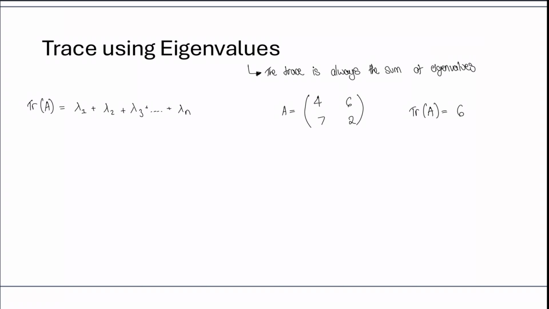If we now work out the characteristic polynomial, we get this, which gives us two eigenvalues, 3 plus root 43, and then 3 minus root 43. When we add up these two eigenvalues, we can clearly see that it is 6. Cool, so the trace is always the sum of the eigenvalues.